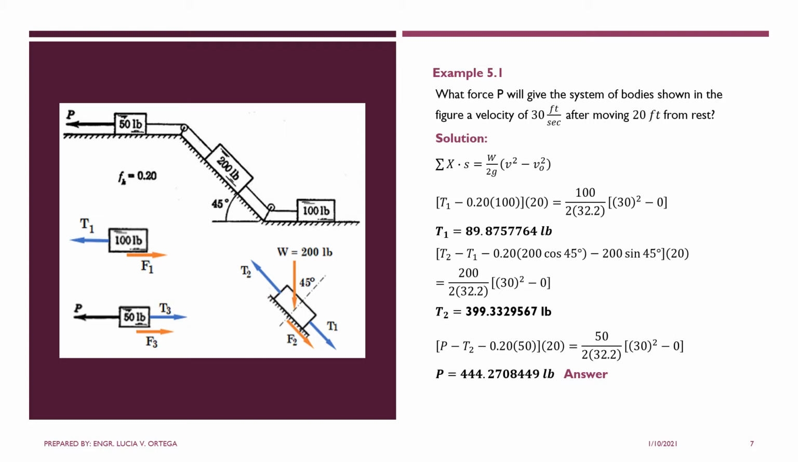Times 20 is equal to the work. So the weight is 200 over 2G times 30 squared minus initial velocity, which is 0. So you can solve for T sub 2.